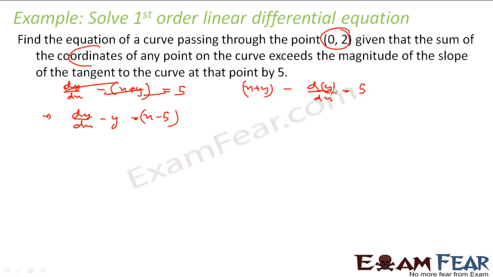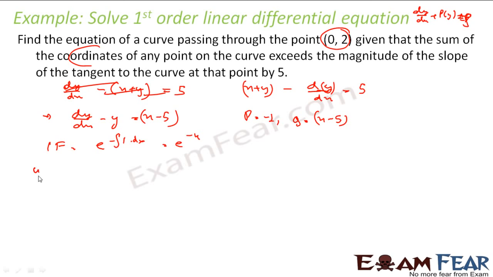So if you compare this with dy by dx plus py is equal to q, with this equation you get p is equal to minus 1 and q is equal to x minus pi. Correct? Similar to the last question actually. So with this, I'll find IF first. That becomes e to the power integral minus 1 dx, that is e to the power minus x, right?